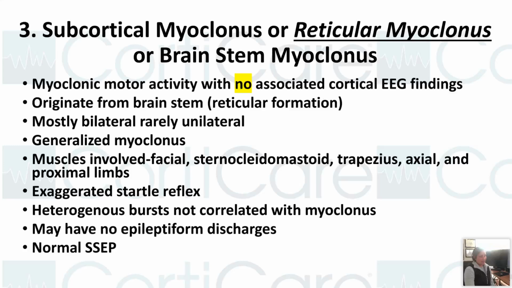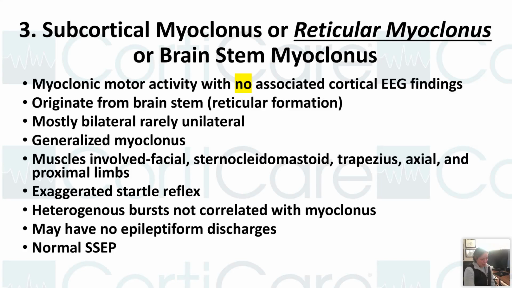It is mostly bilateral. Very rarely it is unilateral. When it is unilateral, you have to start thinking in terms of any local damage of the nerve or blood vessels. Patient will have generalized myoclonus, and these are the muscles involved. This is more of a startle reflex, just like an exaggerated startle reflex, because the startle reflex physiologically comes from the reticular formation, from the brainstem.